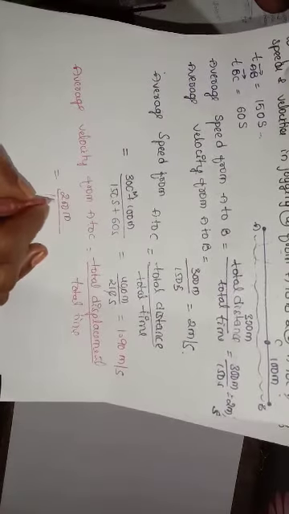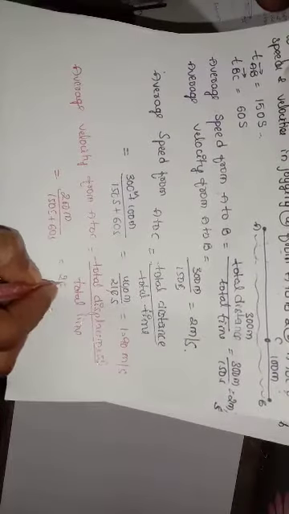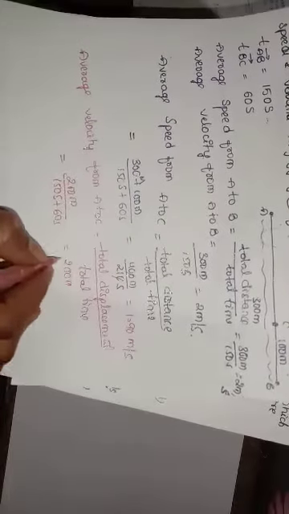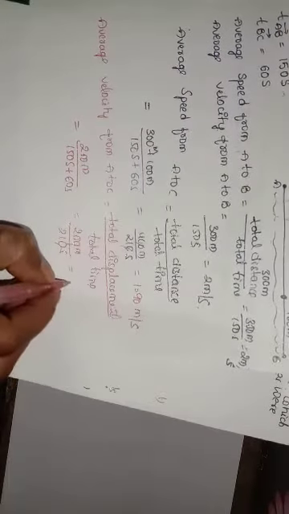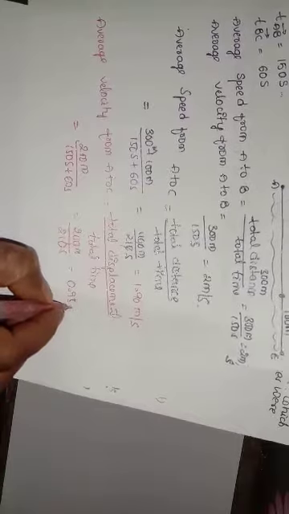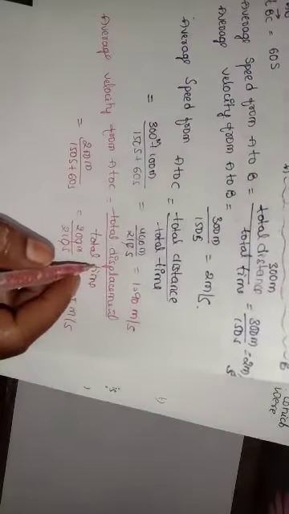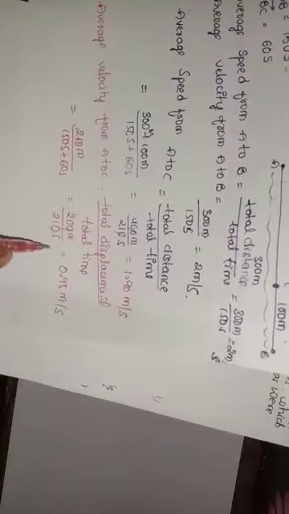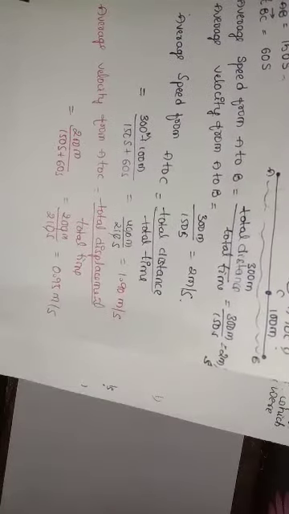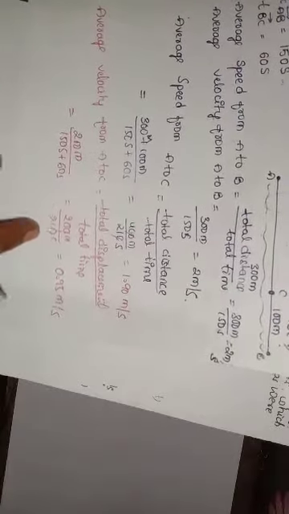time, the same 150 seconds plus 60 seconds. That is equal to 200 meters by 210 seconds. Zero cancels. If you solve this, you will get 0.95 meters per second. Okay, so here, if he mentions the direction, that Joseph is jogging south or north, then you have to compulsorily mention the direction for average velocity in both cases. Okay, here he has not mentioned the direction, that's why I'm leaving it like this.